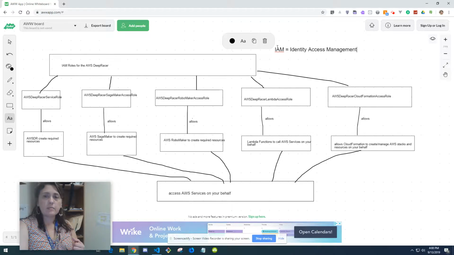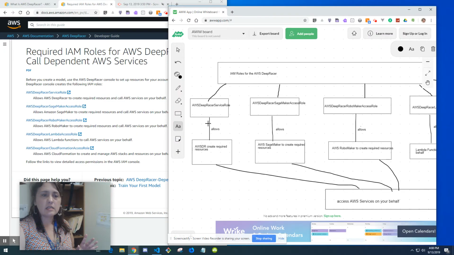This provides a checks and balances and makes sure of the concept of least privilege, I think is what it was called, to only give them access to what they need, to not accidentally or maliciously, with malicious intent, create any problems. So those are the IAM roles that AWS DeepRacer utilizes. That's all I'm going to talk about in this video.